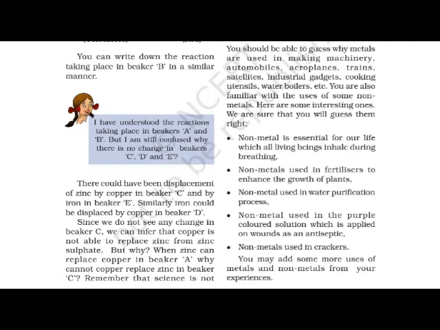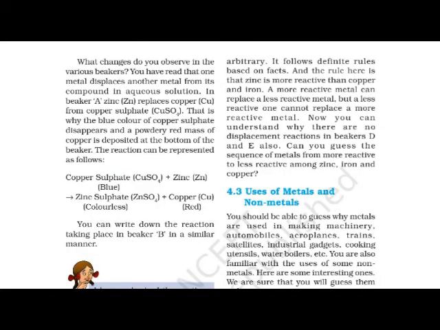Okay. This point is regarding the uses of metals and non-metals. If we talk about metals, there is a large variety of uses. Just now I discussed that they are used for making machineries, automobiles, aeroplanes, trains, satellites, industrial gadgets, cooking utensils, water boilers, etc. You are also familiar with the uses of some non-metals. Here are some interesting ones. See the non-metal uses. Non-metals are essential for our life, which all living beings inhale during breathing.